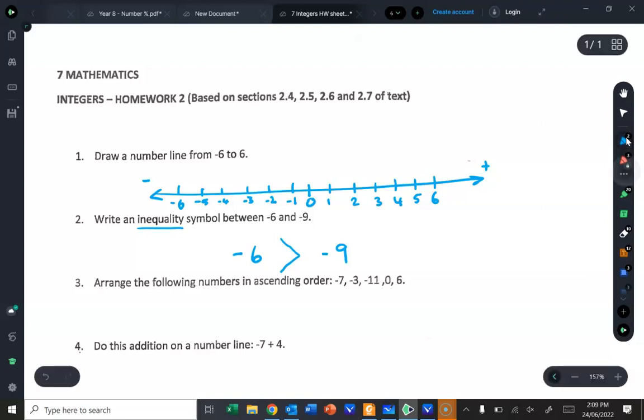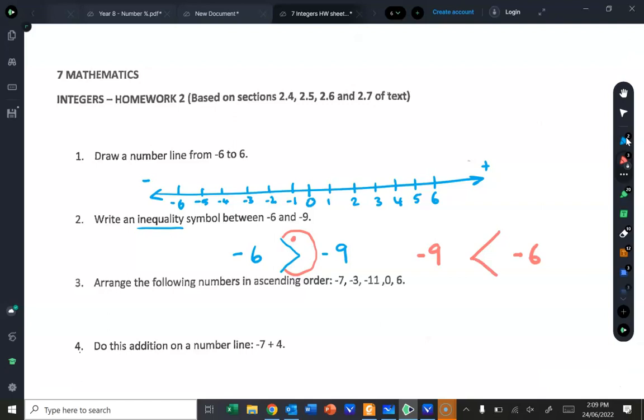Now, it matters which way it goes, and one way to think about this is it's a bit like Pac-Man, okay? Pac-Man always likes to eat the biggest number, or a crocodile or a shark. Whatever sticks in your mind, remember that those symbols can change around. So if we'd written it the other way, -9 and -6, then Pac-Man would still have eaten the -6, okay? Those symbols flip-flop around, and they work like an equals sign.